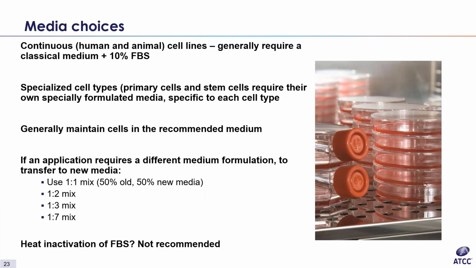In general, continuous cell lines use a classical cell culture medium, such as DMEM or RPMI 1640, usually with 10% FBS. More specialized cell types like primary cells, hTERT cell lines, and stem cells tend to require more specialized media. It is generally recommended to maintain cells in the same medium, but if transferring to a new medium, it should be done gradually with a 50-50 mix of old and new, eventually reaching the new medium entirely.